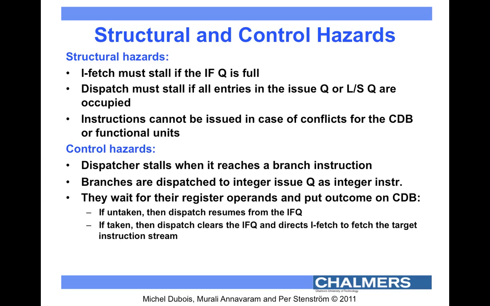So if untaken, then dispatch resumes, and it has actually done the right thing. It will just continue to dispatch the next instruction on the following instruction memory addresses. And if it's taken, then the dispatch clears the instruction fetch queue and directs ifetch to fetch the target instruction stream. Precise exceptions are not supported in this case, so we will deal with that later.